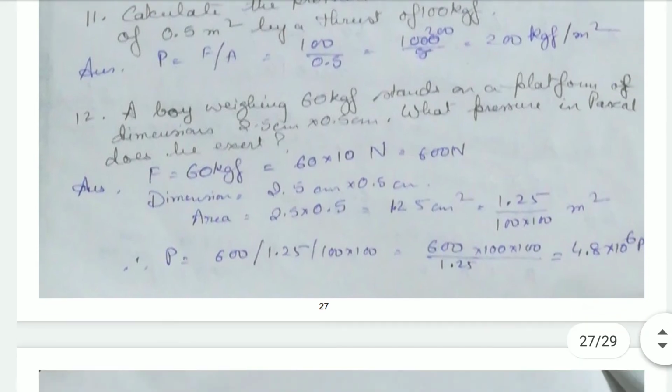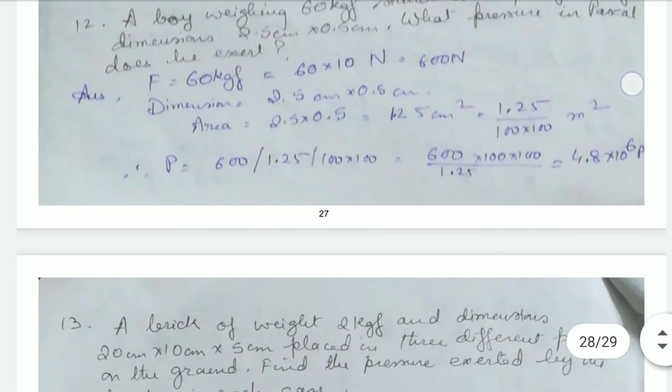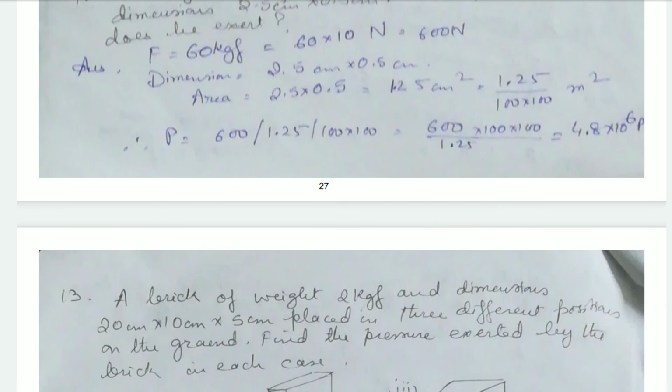A body weighing 60 kgf stands on a platform of dimensions 2.5 centimeters by 0.5 centimeters. What pressure in Pascal does it exert? So force will be equal to 60,000 kgf, and that becomes 600 newtons. And dimension is given as 2.5 centimeter into 0.5. So area will be equal to 1.25 by 100 into 100 meter square. Okay. So then this pressure will be equal to 4.8 into 10 to the power 6 pascals.